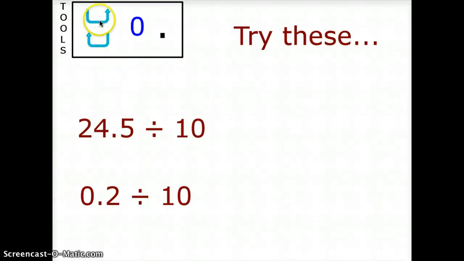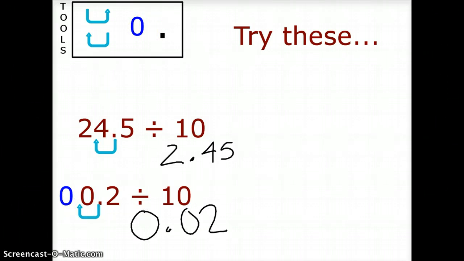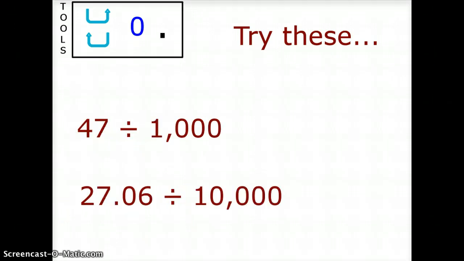So if you were to try these, for this first one, we need to move this decimal over to the left once, which would give me an answer of 2 and 45 hundredths. Here for the second one, I'm also going to be moving the decimal over once. Here I need to borrow a 0 to put before my problem, and this one gives me 0 and 200 thousandths. So again, for division, you move it over to the left by the number of zeros. So try these while pausing the video. When you're ready, press play.